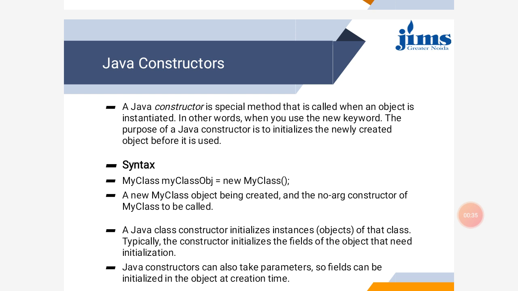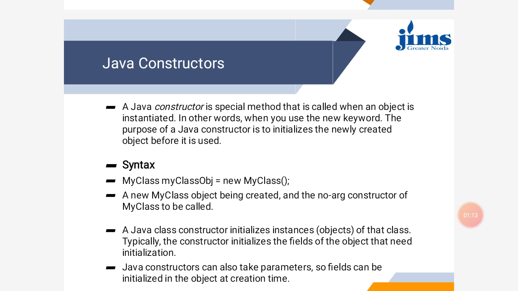see, Java Constructor is a special method that is called when an object is instantiated. And we know how to instantiate any variable. We write the class name, then the name of the object which we want to give, then an equal sign, then we use the new keyword, and then the class name along with brackets. And my class name along with brackets is known as a constructor. And this is the default constructor.